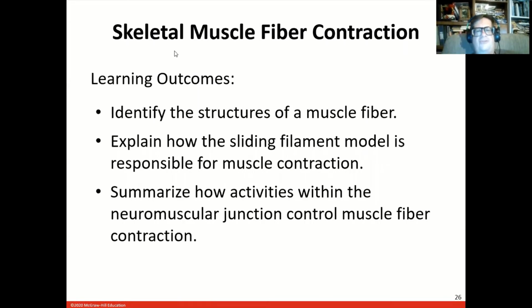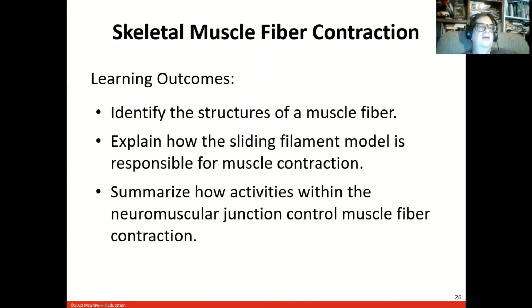So now we're going to do histology things. We're going to talk about how muscles contract, identifying the structure of a muscle, the sliding filament model. I already told you that you have fibers of actin and myosin. Basically, the heads of the myosin pull on the actin, and that's what causes them to slide past each other. And summarize how activities within the neuromuscular junction control muscle fiber contraction. Basically, it's going to go into more detail. There are more steps than what I'm saying right here.